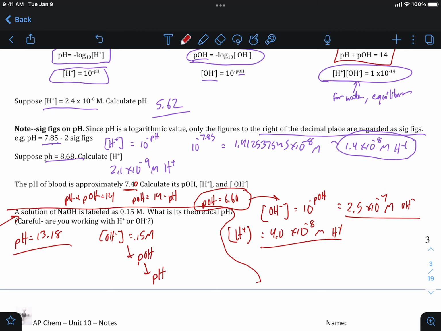Because initially you might have gotten 0.82 and said, what? That's a really low pH for a base. Well, of course you have to subtract from 14.